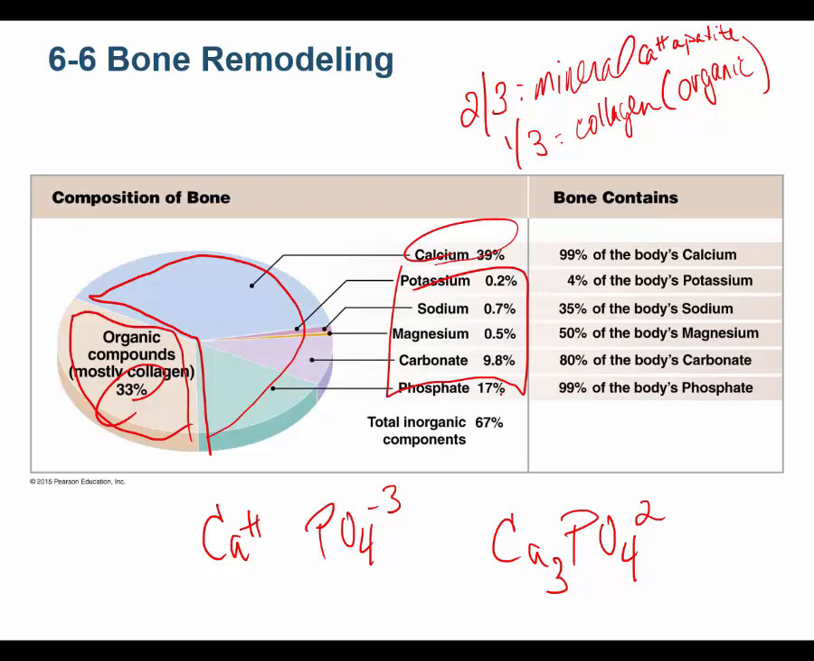And if you look at 39 and 17, that's 56, I believe. Yeah, I think that's 56%. So 56% of your bone is calcium phosphate. Now remember, only 66% of your bone, or 66.6666% of your bone, is inorganic to begin with, and 56% of that, of the 66, is calcium phosphate. So there's only 10% left. So what's the other 10%? Potassium, sodium, magnesium, carbonate, things like that. So most of your inorganic bone is calcium phosphate, that calcium apatite we talked about.